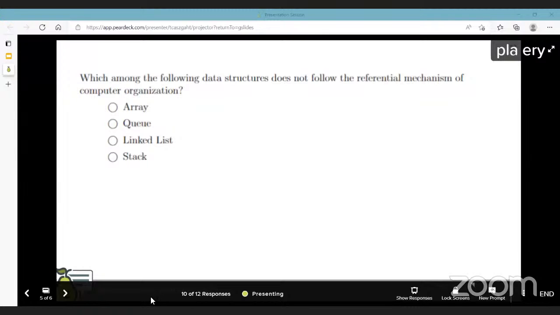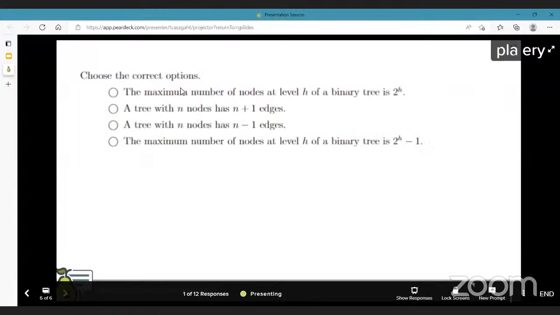Okay, so we'll move to the next question. You have to choose the correct options among all these statements given. So please go ahead and answer. We'll wait for some time.